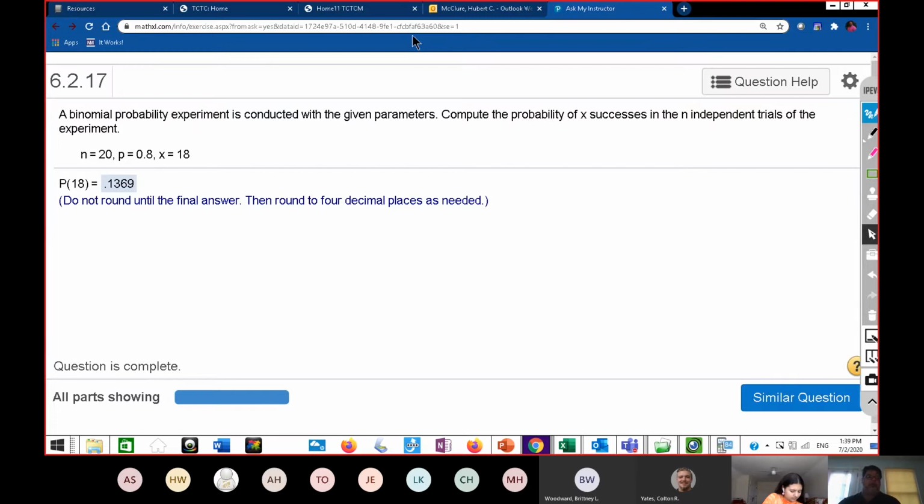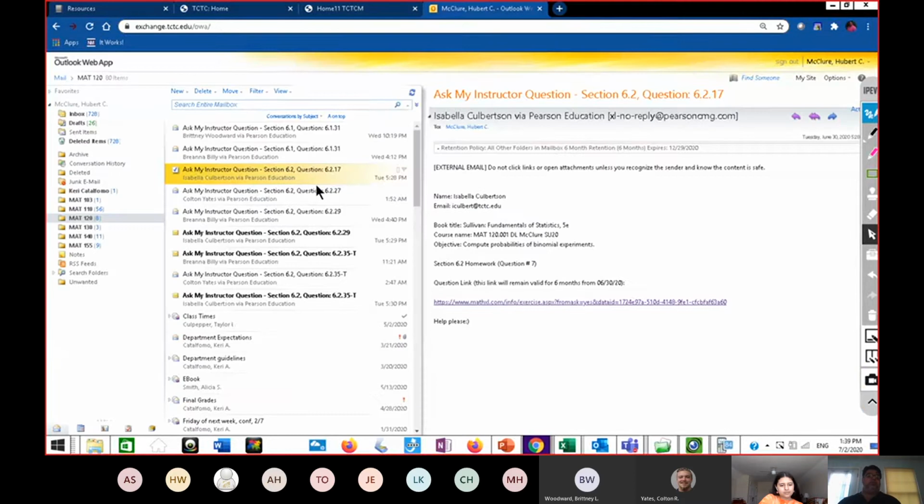That's a good test question. I like to put these on the test because they're short and sweet. So that takes care of number 17. I'll try to get through as soon as I can so I can get into chapter 7.